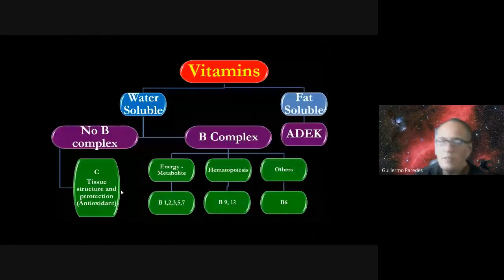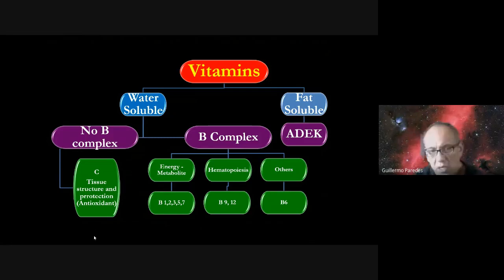Vitamins are divided into water soluble and fat soluble. Water soluble, we have the B complex and C. And the fat soluble, we have the FADIC: A, D, E, and K. So just remember FADIC, the rest are going to be water soluble.